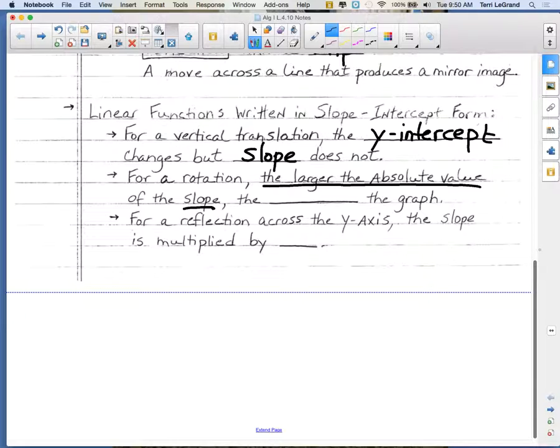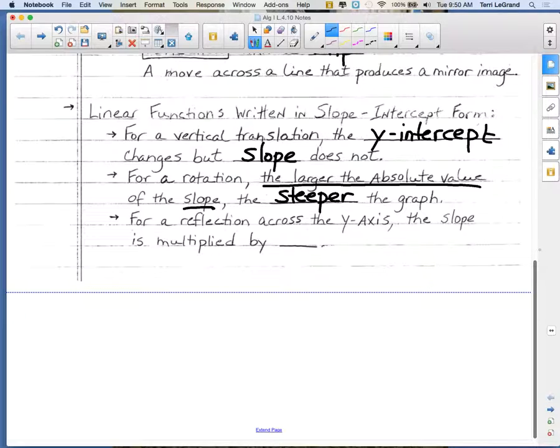So what's the absolute value of -7? 7 is 7 units from 0. What's the absolute value of 8? 8, because it's 8 units from 0. So the larger the absolute value of the slope, so we're going to look at that slope, we're going to say, if I took its absolute value, and I compare it to another one's absolute value, the larger one means the steeper the graph. The smaller, the less steep.